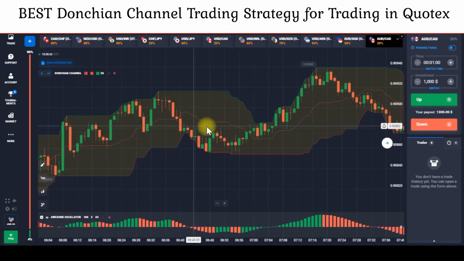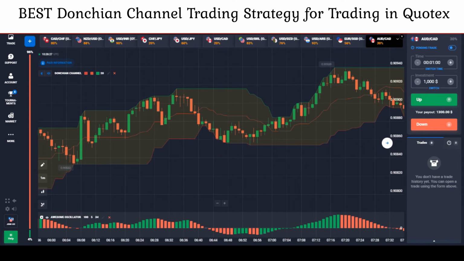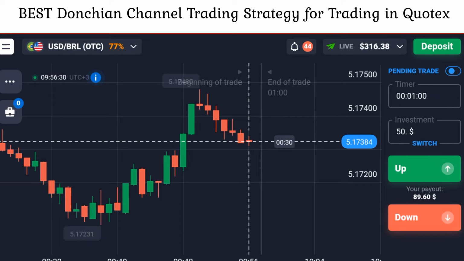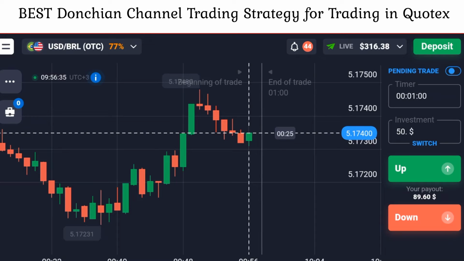On the flip side, you can consider selling when you see price cross the Donchian channel middle band downwards, and this is confirmed by the awesome oscillator crossing below the zero line and continuing to swing below it. To test this strategy, let's set up our trading environment in Quotex so that we can begin trading and test if this strategy is profitable.